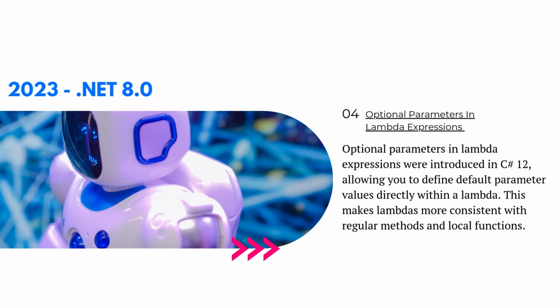Optional parameters in lambda expressions were introduced in C# 12, allowing you to define default parameter values directly within a lambda. This makes lambdas more consistent with regular methods and local functions.